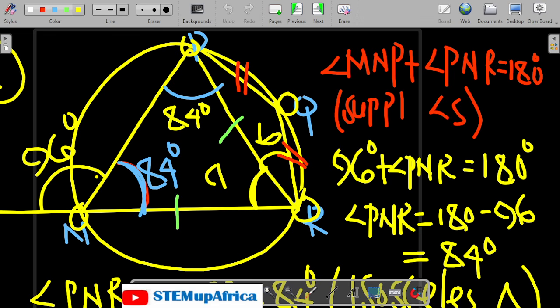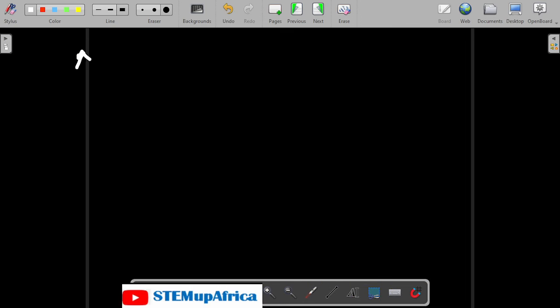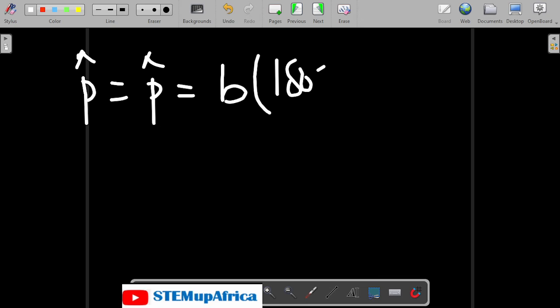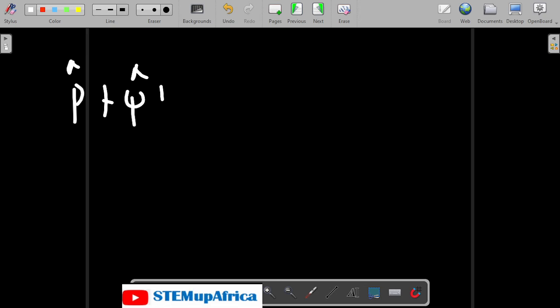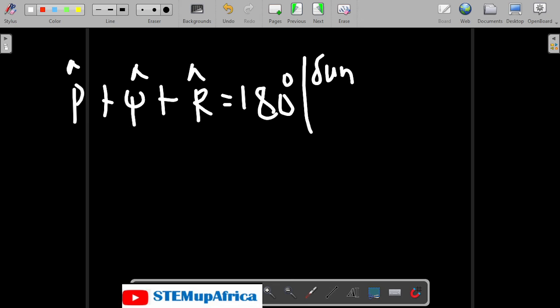So the whole of this angle here is 96 degrees. You can see that PQR is also an isosceles triangle. Angle R is equal to angle P. Both of them are B. Reason: isosceles triangle. So this part is also B. Now I have 96, B and B, and I can apply the sum of angles in a triangle. Angle P plus angle Q plus angle R is equal to 180. Reason: sum of angles in a triangle.